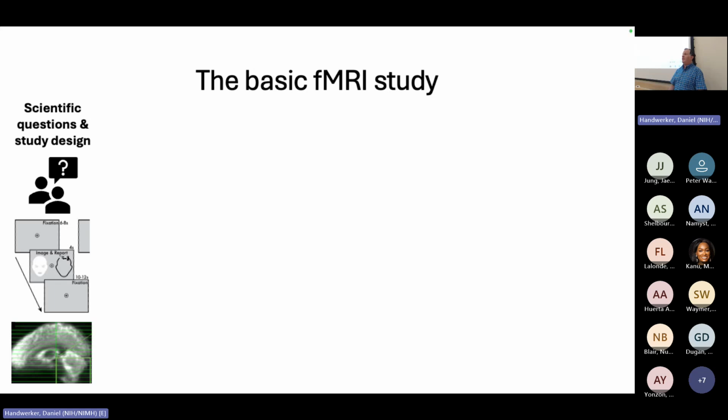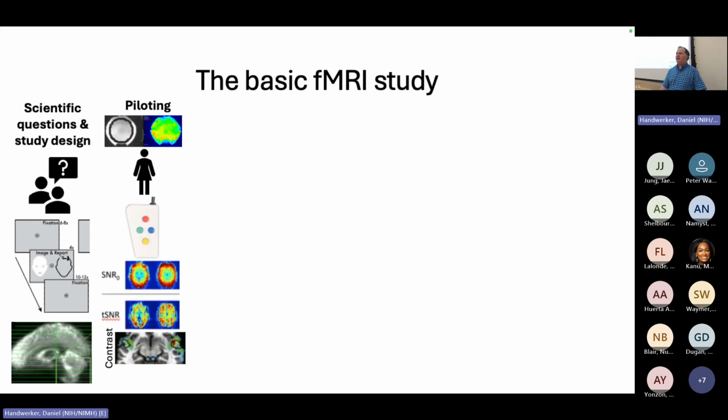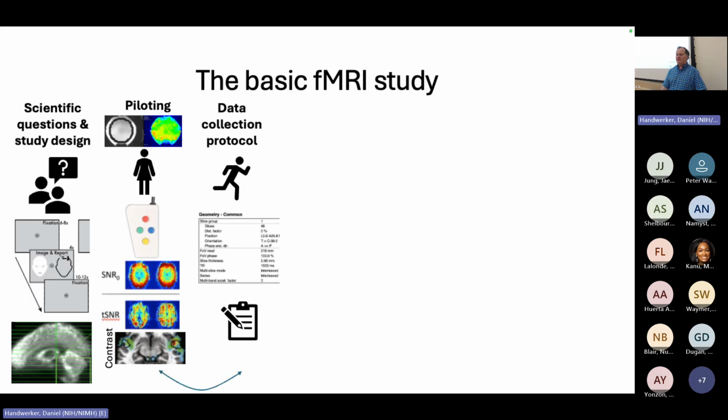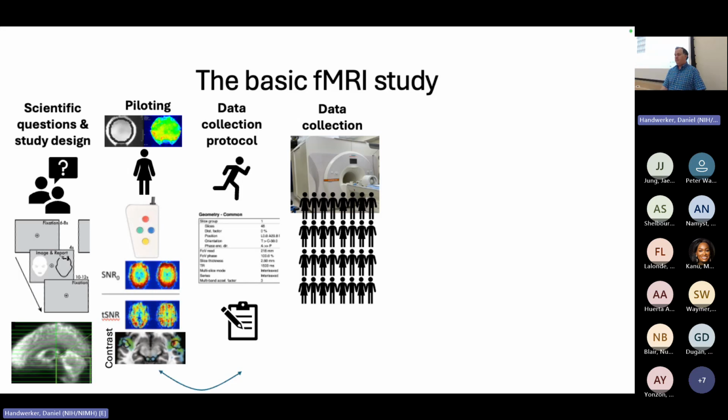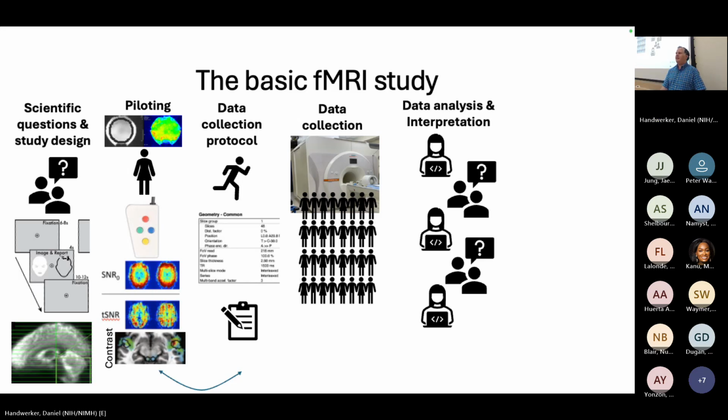So what are you doing? What types of tasks are you doing? And what are you collecting? Then piloting, which is figuring out the things that you want to collect and optimizing things. Then setting up your data collection protocol, so figuring out how you're actually going to run your study. Then data collection. Then data analysis and interpretation.